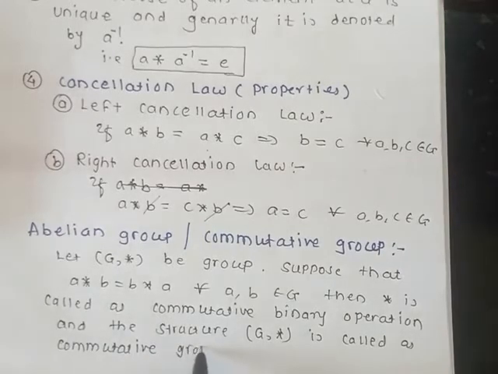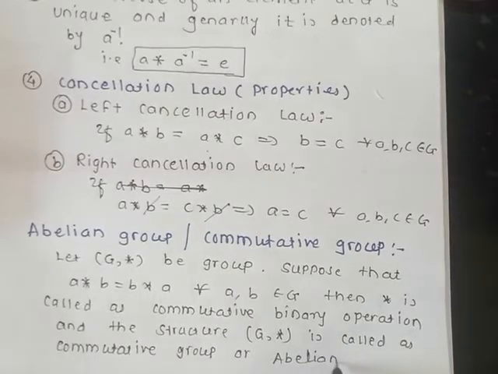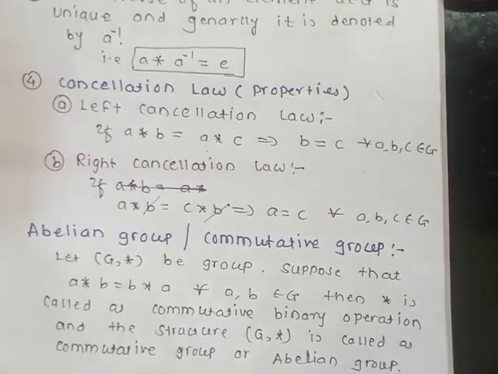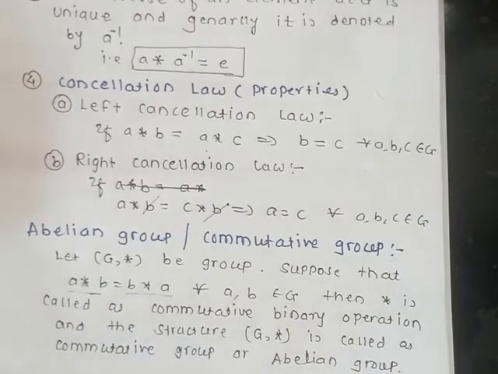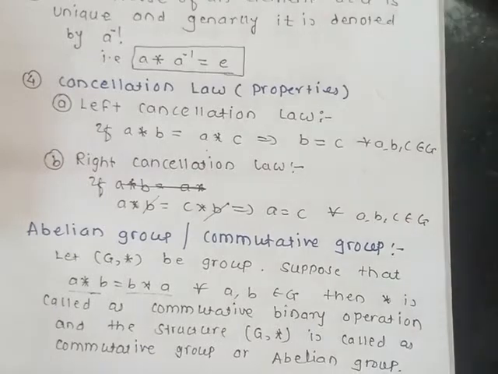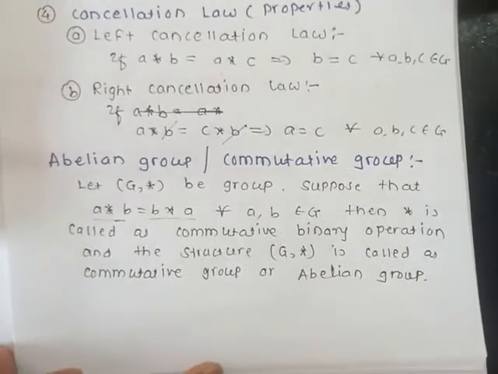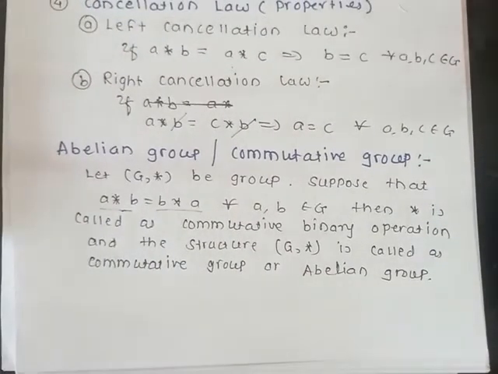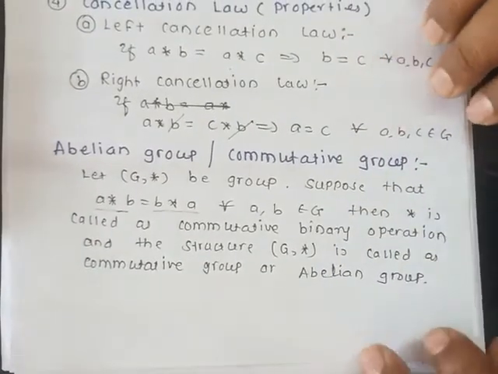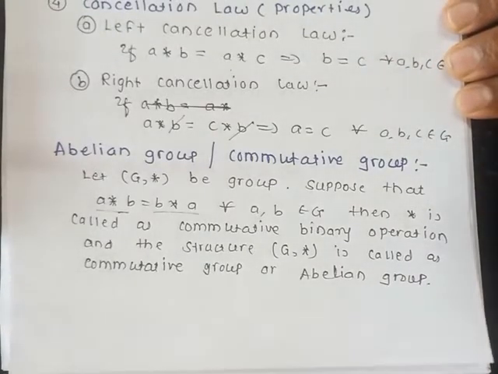Commutative group or abelian group, isn't it? We have to check just this: if any two elements of a group commute with each other, then that binary operation is called a commutative binary operation, and the corresponding structure G star is called a commutative group or abelian group.